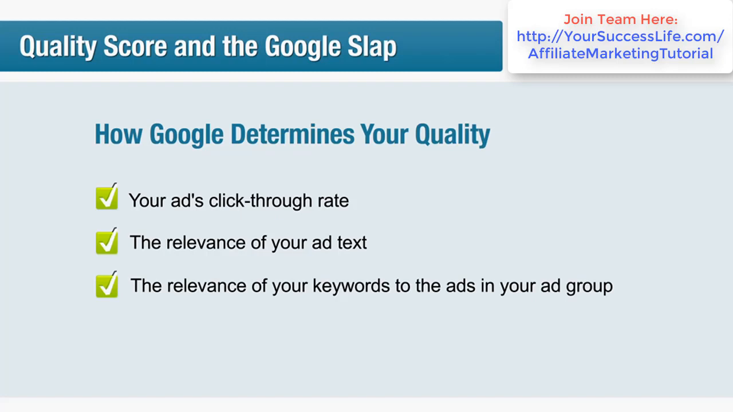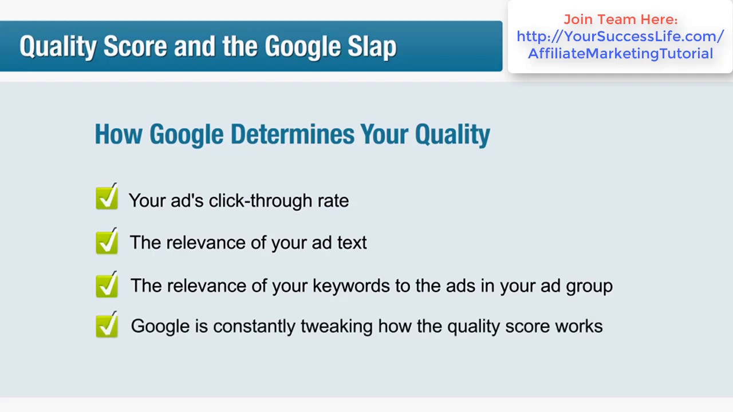However, if you check out Google's own proclamations on the subject, you'll soon realize that they don't reveal everything. Google is constantly tweaking how the quality score works, so although we can get a fairly good picture of how best to achieve a high quality ad, it's very difficult for anyone to know the precise criteria.